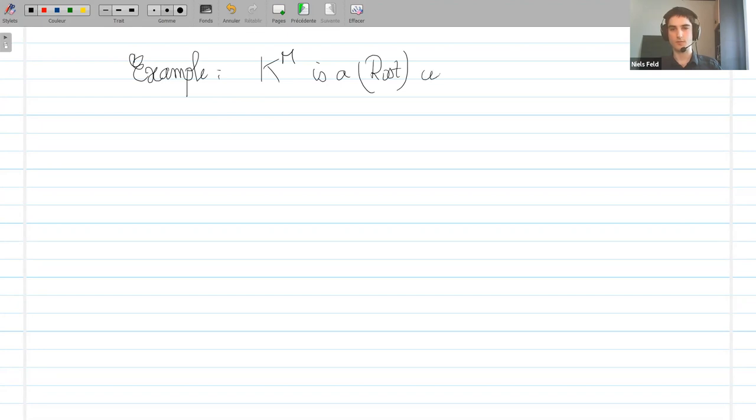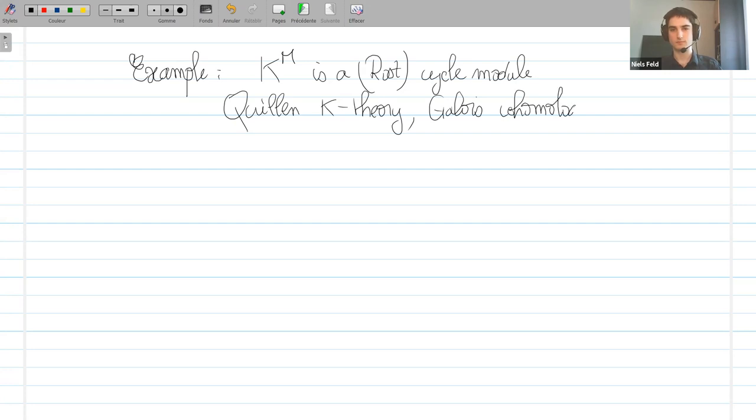So for instance, obviously, by definition, Milnor K-theory defines a Rost cycle module. And Rost also proved that Quillen K-theory and étale cohomology define Rost cycle modules. Basically the idea is to have a theory that encompasses these three theories.